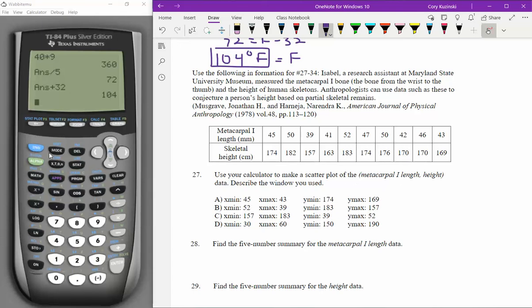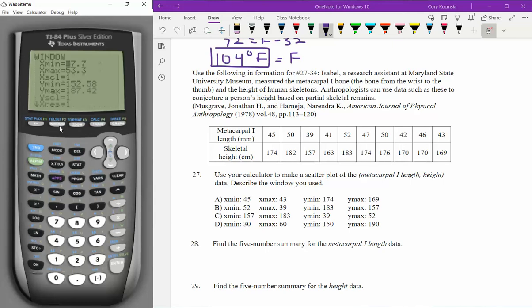Well, I already put the data into my calculator. List 1 is the metacarpal 1 length in millimeters. List 2 is the skeletal height in centimeters. I just need to turn on my scatter plot. Let's clear my other equations off. Let's go zoom 9. There's my scatter plot.